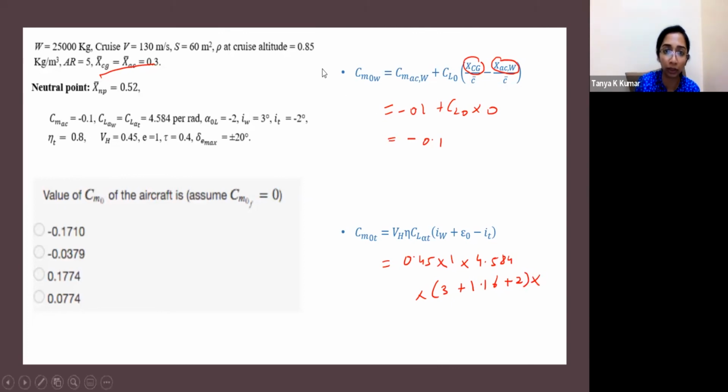Right? Am I doing this right? Okay, I'm not sure for what you've given this answer. Minus 0.1 is for what? Minus 0.1? Okay, let's just continue with this. Into 1 upon 57.3. Okay, what is this value? 0.45 into 4.584 into this entire angle in degrees, and we convert it to radians by dividing by 57.3. So what is this value?